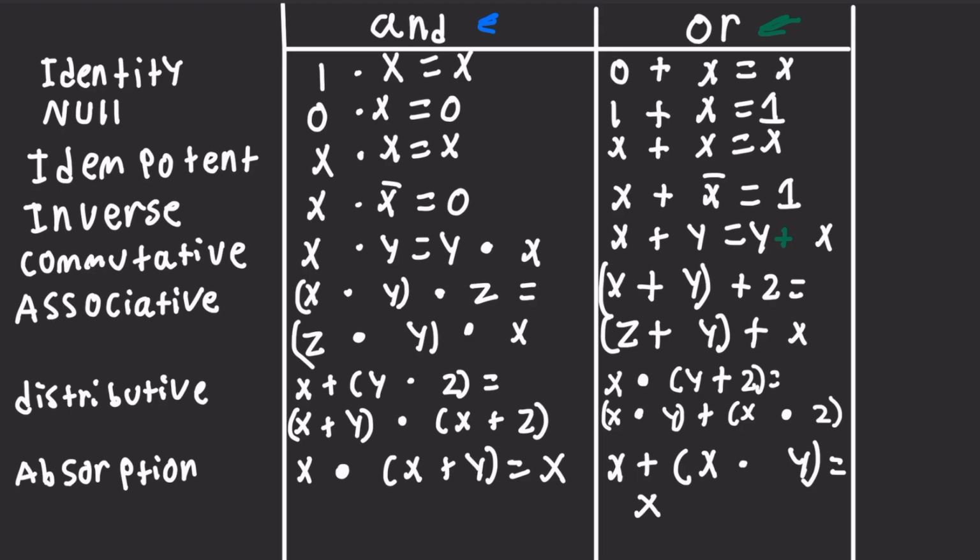And then going to the distributive, if you have x times y plus z inside the parentheses, it's the same thing as x times y plus x times z. And then for absorption, if you have x plus the parentheses of x times y, it's the same thing as just x. Like I said, I'll go ahead and explain those in a second.